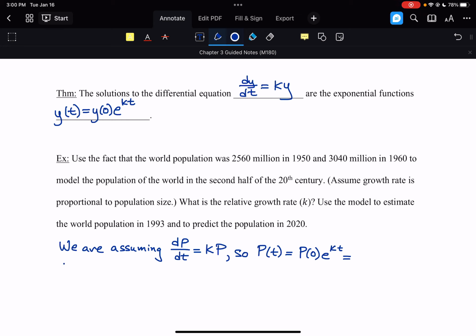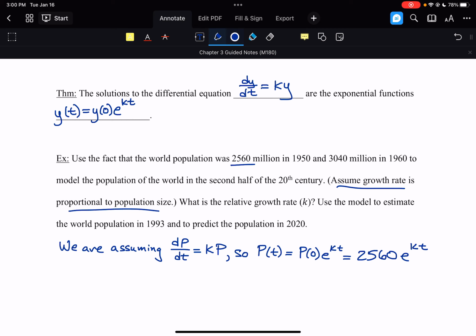So, as you can see, I got a little bit set up here. We are assuming this proportional relationship. Again, that's this section right here. That means that we can use this equation that we just talked about. So I have that set up for us right here. Now, in this specific example, the P of 0, that initial amount that we're working with, we're starting in 1950, and moving on from there. So that's going to be our starting point. So it's going to be 2560 times e to the kt.